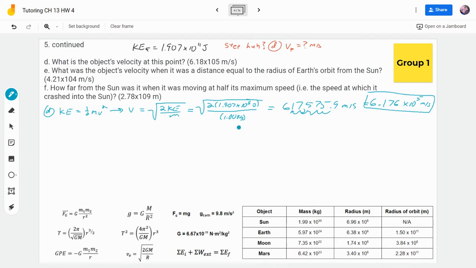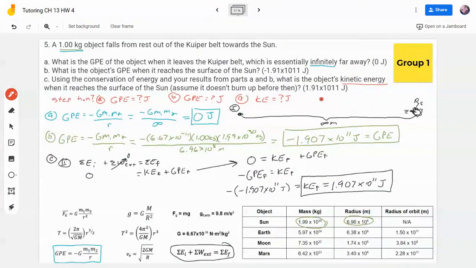Okay. So what's going on for part E? What was the object's velocity when it was a distance equal to the radius of Earth's orbit from the sun? Another one where we're looking for V final, but in a different scenario. Let me go back to the other one. I won't redo the whole sketch. So here was our sketch.